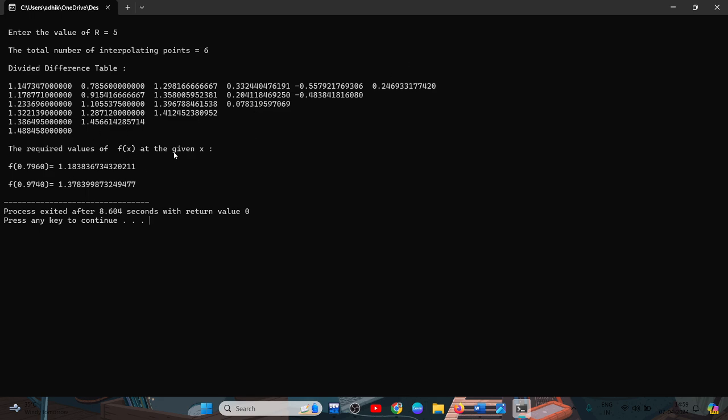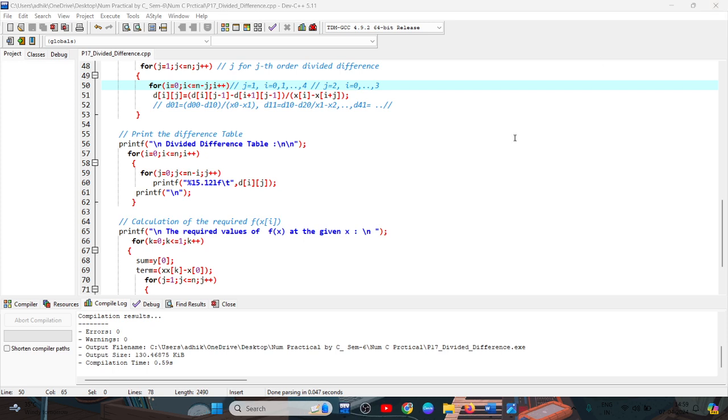The required values of f at the given x: f(0.796) is equal to 1.183836734320211. And the second value, f(0.9740), is equal to 1.37839987 and so on. And this completes the divided difference formula.